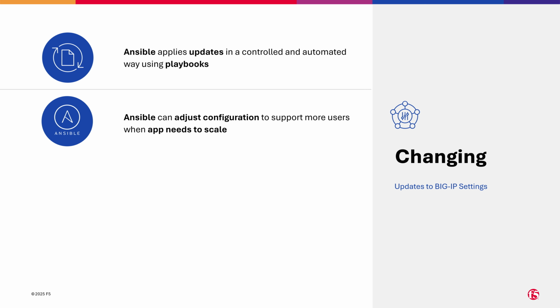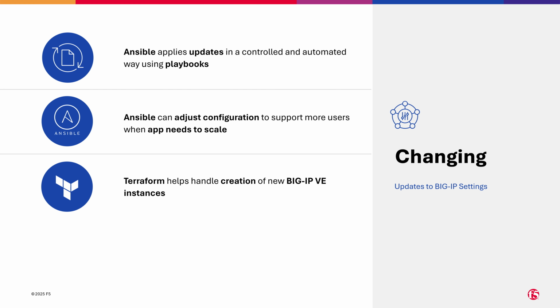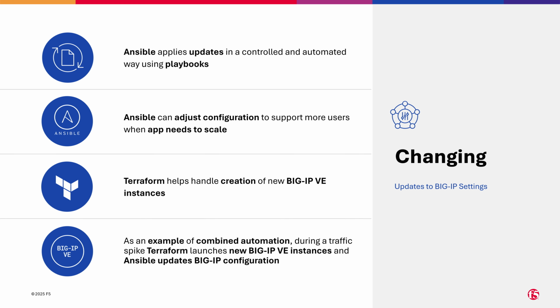When an application needs to scale, both the application settings and the infrastructure may need updates. Ansible can adjust the configuration to support more users, while Terraform can handle the creation of new BIG-IP VE instances. For example, during a traffic spike, a pipeline can be triggered automatically. First, Terraform launches new BIG-IP VE instances in cloud and places them in separate availability zones. Then, Ansible updates the BIG-IP configuration to include the new instances in the load balancing pool. This combined automation helps manage traffic without needing manual steps.